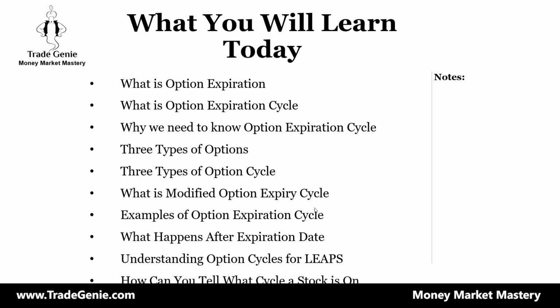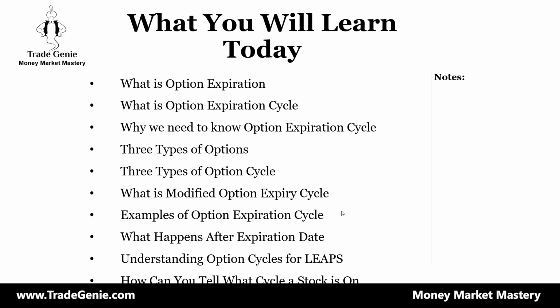So I'll give you some examples of option expiration cycles. When you take these examples and you're trading, you can look at it and say, okay, I see that. Another thing is being aware of the things happening. So, aha moment coming up. Maybe you create a worksheet called aha moments, write down your aha moments, and see if it can help you. Then, what happens after the expiration date, understanding option cycles, and how can you tell what cycle a stock is on? This is important. These are the things we will learn.